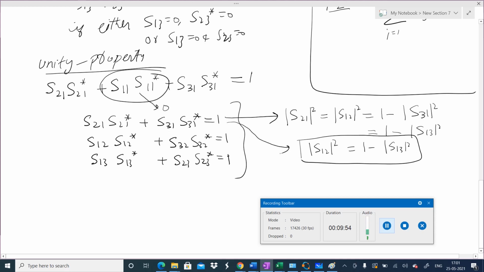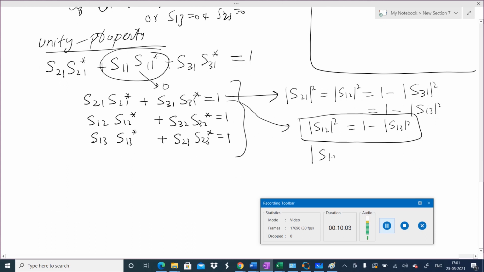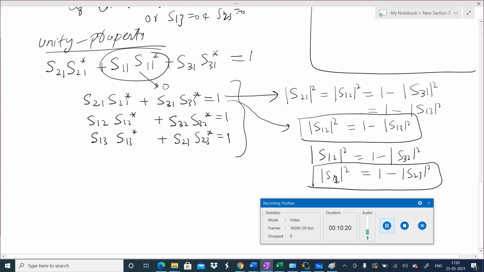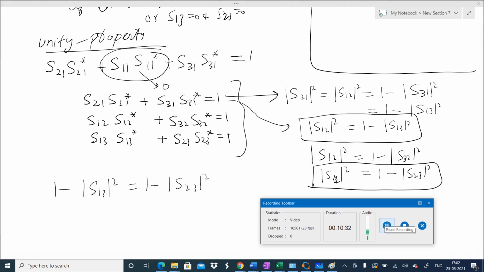Now similarly, from equation 2 we get |S12|² is equal to 1 minus |S32|², which is the same as 1 minus |S23|² by using the symmetry property of the S matrix. It means 1 minus |S13|² is equal to 1 minus |S23|², which of course is equal to |S12|².